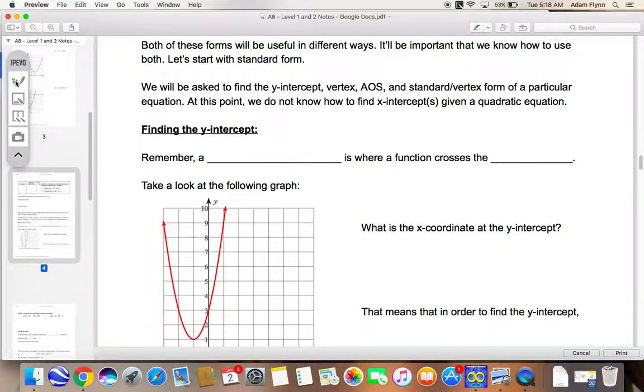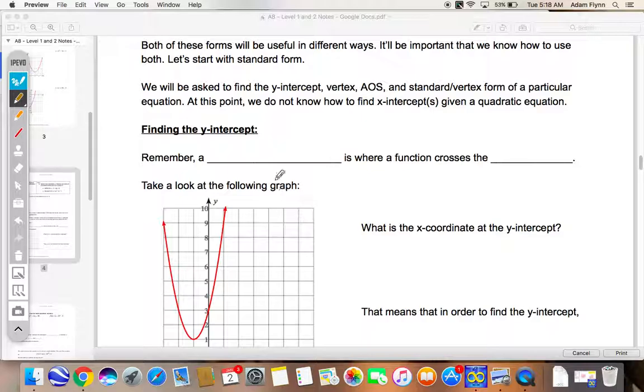Okay, so both of these forms will be useful in different ways. It will be important that we know how to use both of them. So we'll take a look at standard form. We will be asked to find the y-intercept, vertex, axis of symmetry, and the standard or vertex form of a particular equation. At this point, we do not know how to find x-intercepts given a quadratic equation, and we'll learn how to find x-intercepts in A9 and A10.